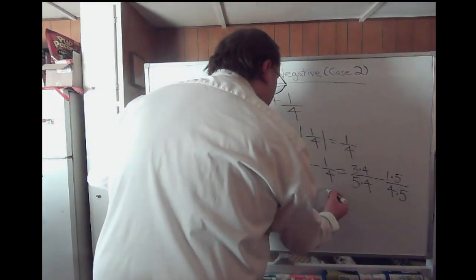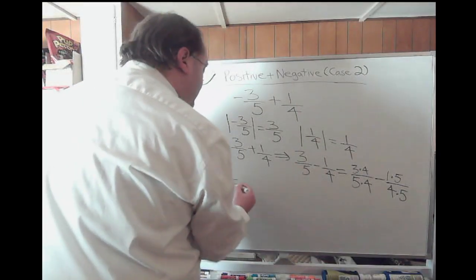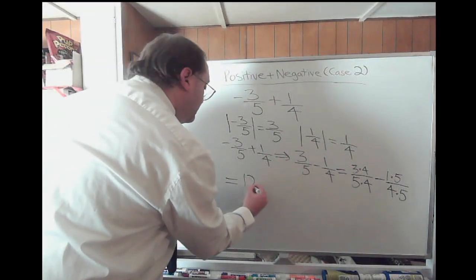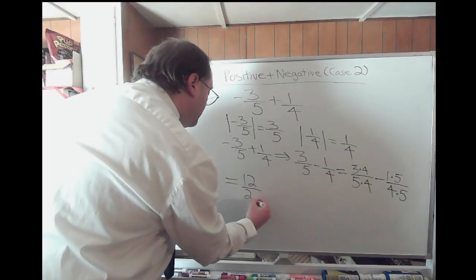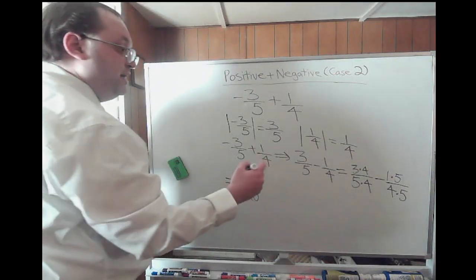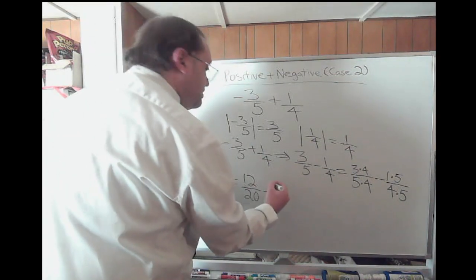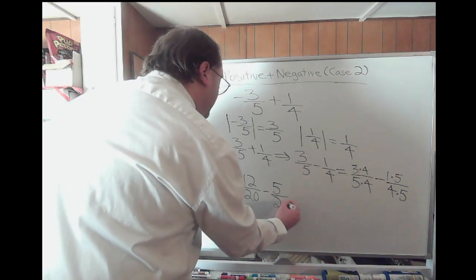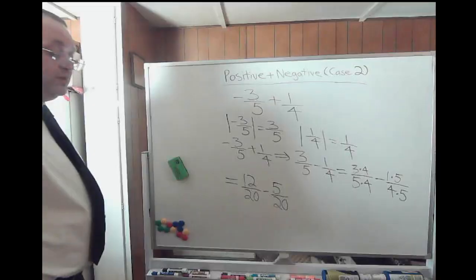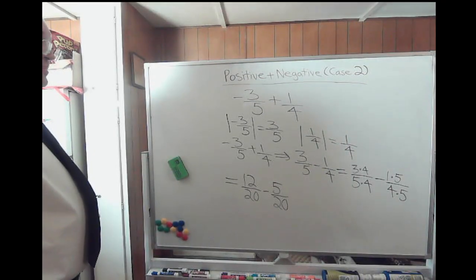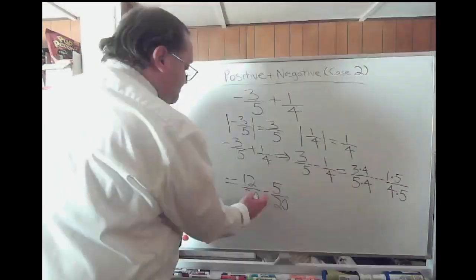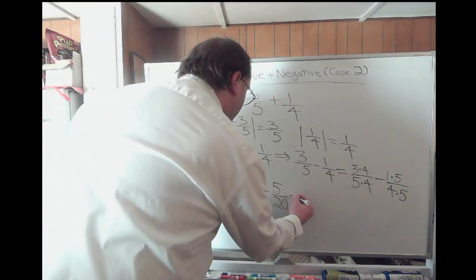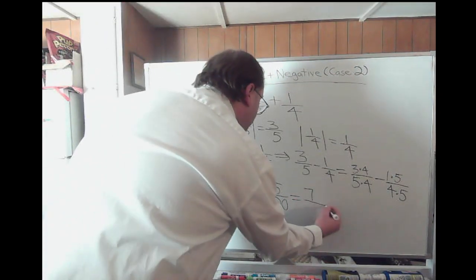Now we just work through our multiplication. I'll bring that over here. You'll get 3 times 4 is 12 over 20 minus the next term, you'll get 5 over 20. Now that we've got like terms, we've got the same denominator. We can go ahead and do subtraction, which will give you 7/20.